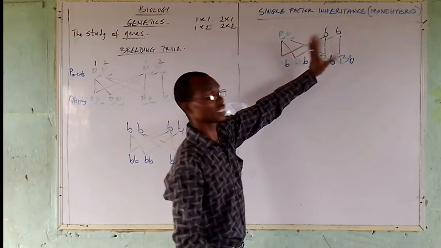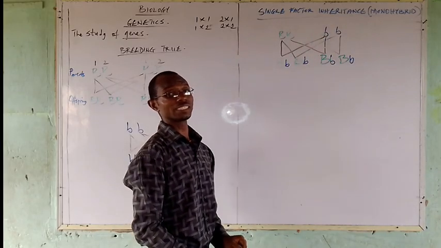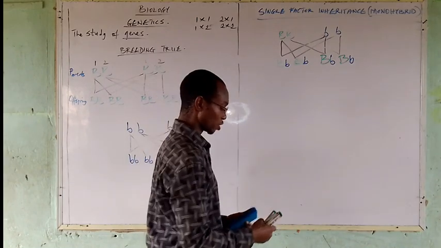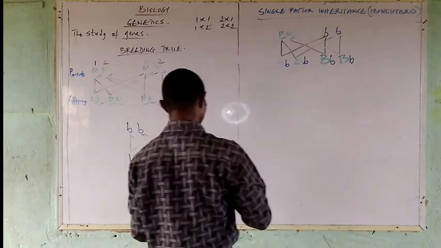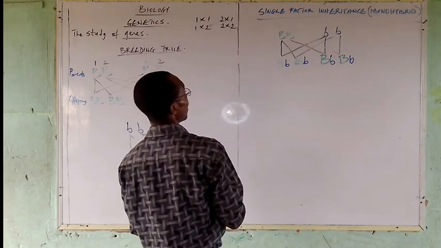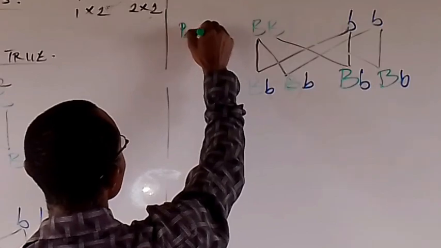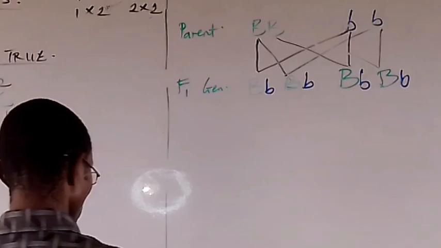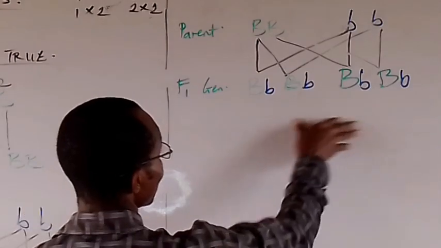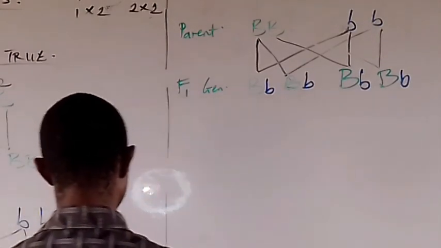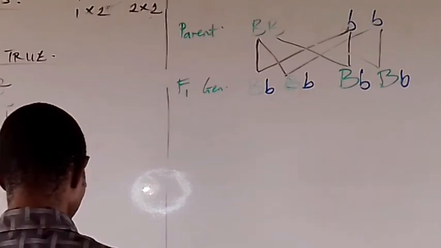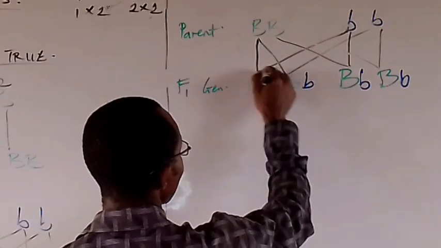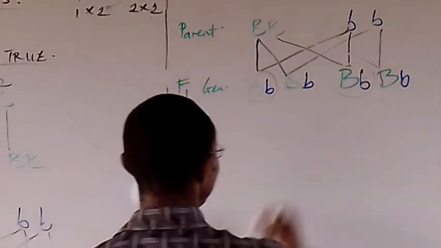Having understood what the single factor inheritance is talking about, then let us look at the crossing of the F1 generation. So I will see this. I will call this the parent, and I will call this the F1 generation. So when I cross the offspring together, when I cross this and this together, let's see the possibility that we will be having from that cross. If I were to cross this, let me cross this and this.